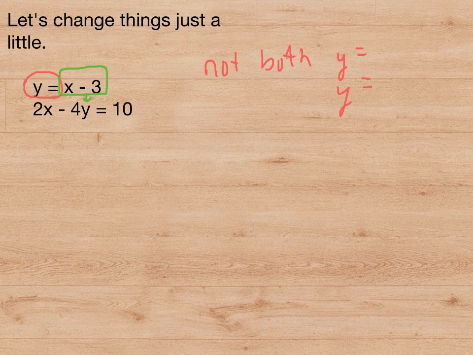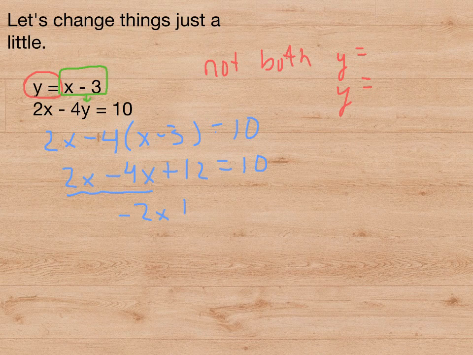So this time what this is going to look like is 2 times x minus 4. Notice I'm not changing anything. The only thing that's going to change is where the y was. Alright, now I've got to do a little bit of distributive property. So I've got 2x minus 4 times x. Negative 4 times negative 3 is a positive 12. I need to combine like terms right here.